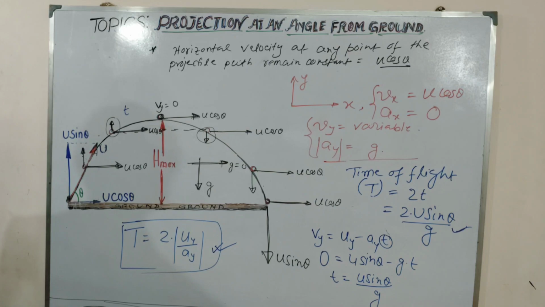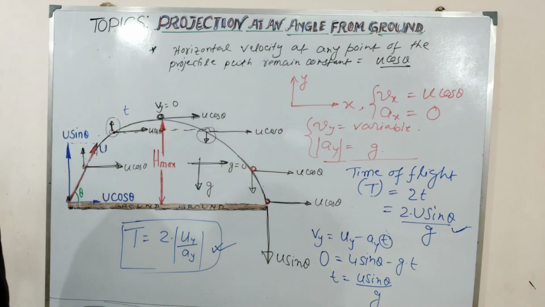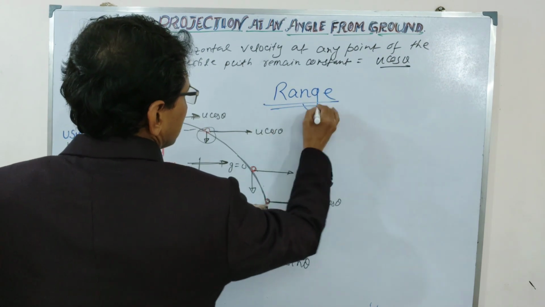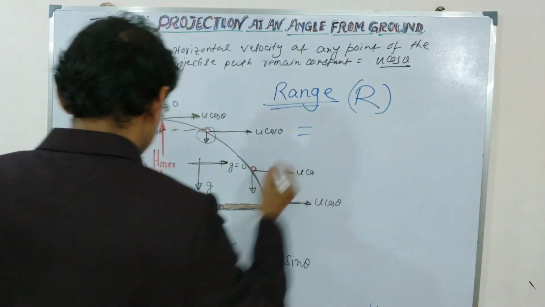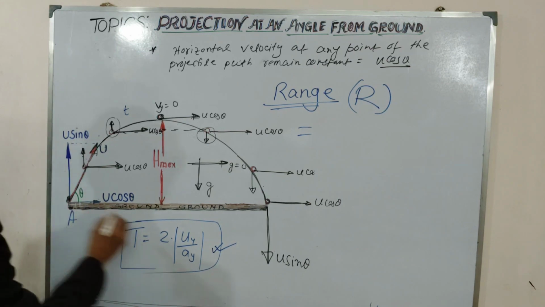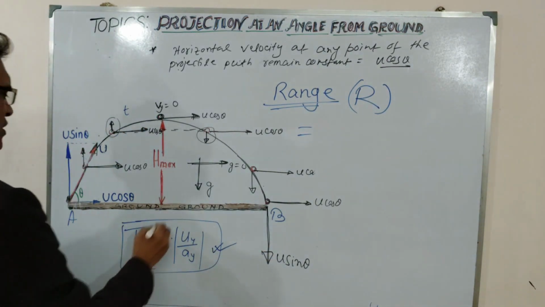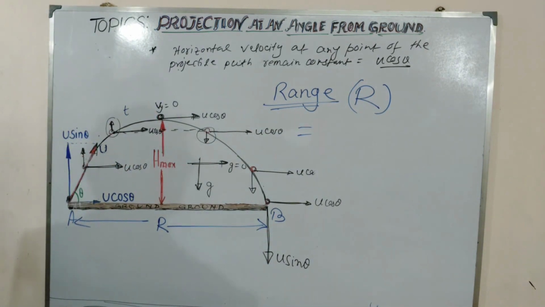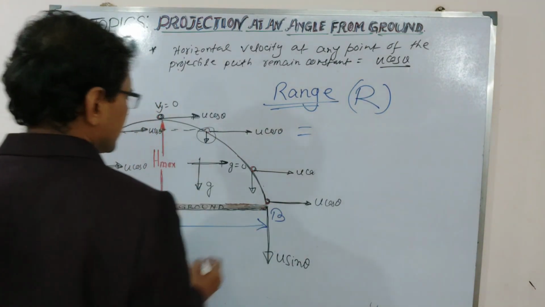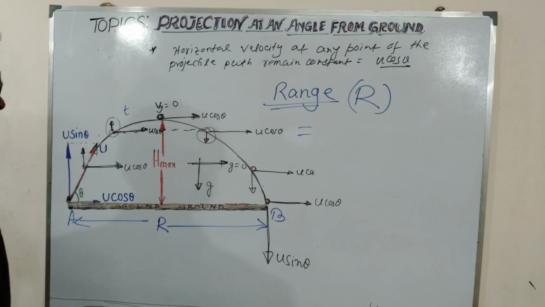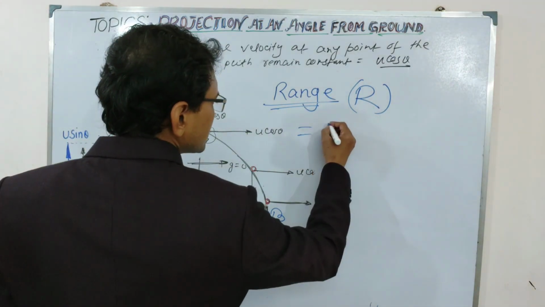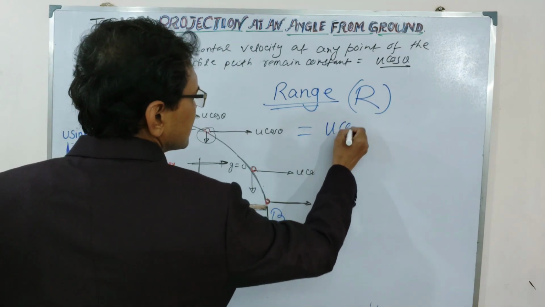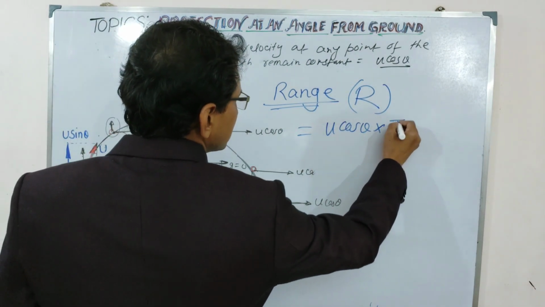Now to find the range, suppose this is point A, this is point B, so this is the range. We know along this direction there is no acceleration, so range equals distance equals velocity into time. Velocity will be this, into this time of flight.